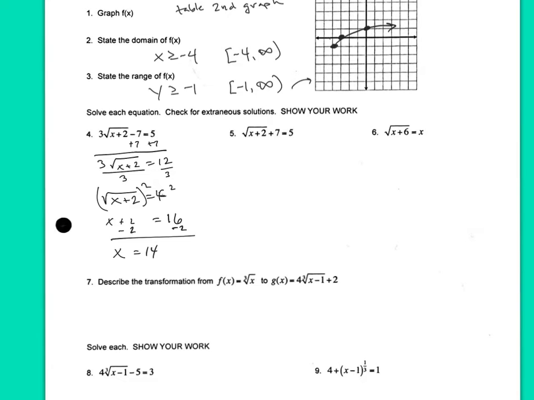Now, to check this real quick, we have 3 times the square root of 16 minus 7. That would be 3 times 4 minus 7. That is a 5, so it works.